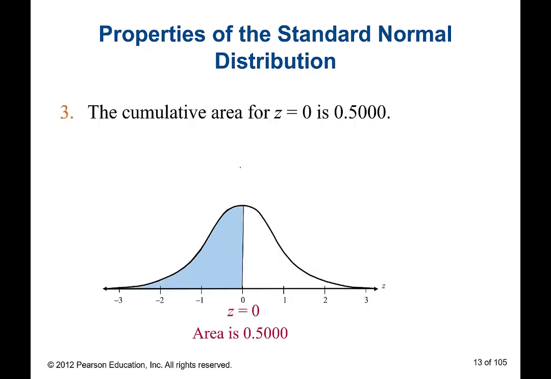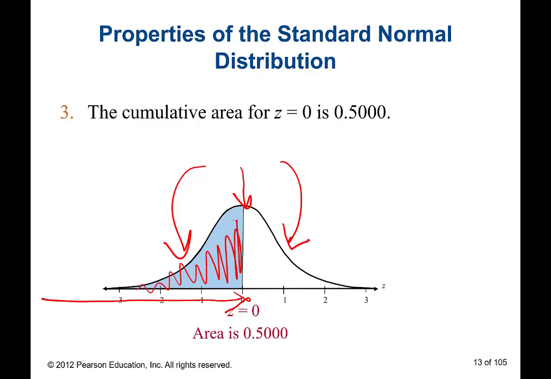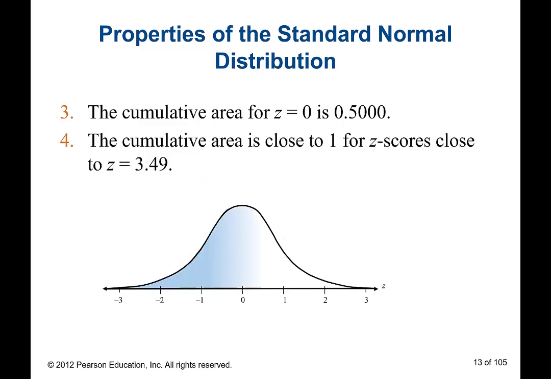Because the standard normal is symmetric around 0, 50% of the area under the curve is below 0. 50% of the area under the curve is above 0. So this area from negative infinity up to z equals 0 is going to be 0.5. Half of the probability lives down there.